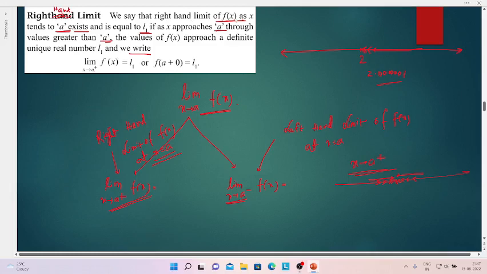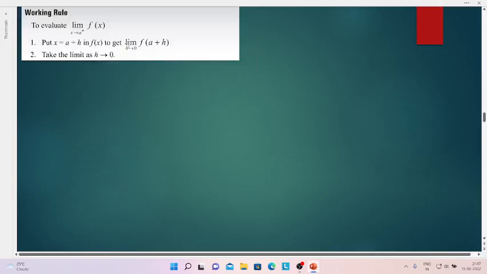So we say that the right hand limit of f(x) as x tends to a exists and is equal to L1 if as x approaches a through values greater than a, the values of f(x) approach a definite and unique real number L1, and we write limit x tends to a plus f(x), I mean the given function, equals that particular real number L1, or f(a+0) equals L1, right? This is actually called the right hand limit.